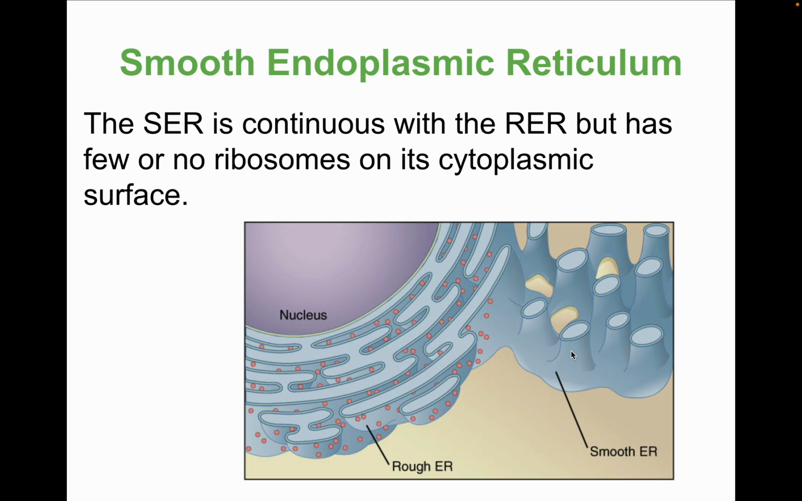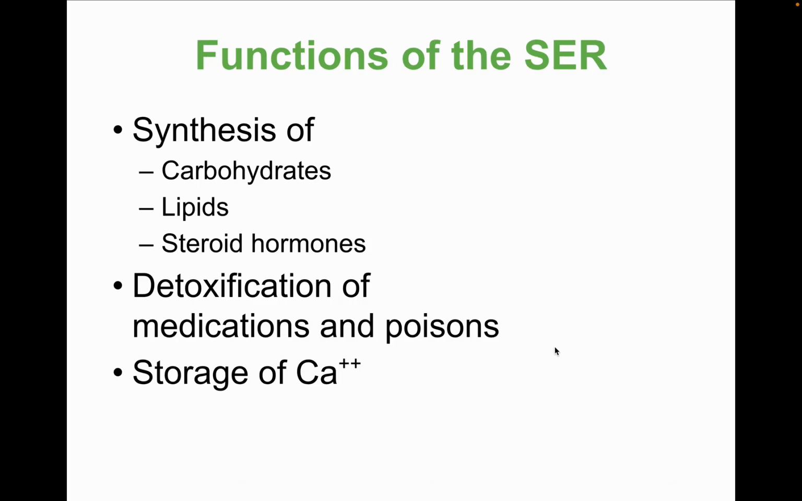The smooth ER is continuous with the rough ER, but it has few or no ribosomes on the cytoplasmic surface. As you can see here, this is a smooth ER. I would say it's a little bit slimmer than the rough ER, and it has no ribosomes like the red dots on it, which is why it has a smooth surface. The function of the smooth ER is to synthesize carbohydrates, lipids, and steroid hormones. It sounds kind of like the functions of the rough ER. However, the rough ER doesn't synthesize carbohydrates or steroid hormones, but they both synthesize lipids.